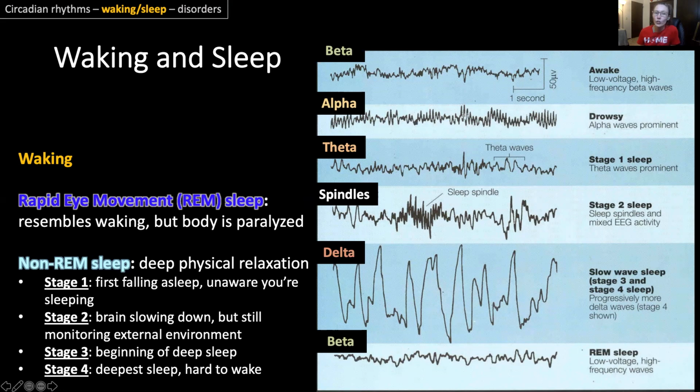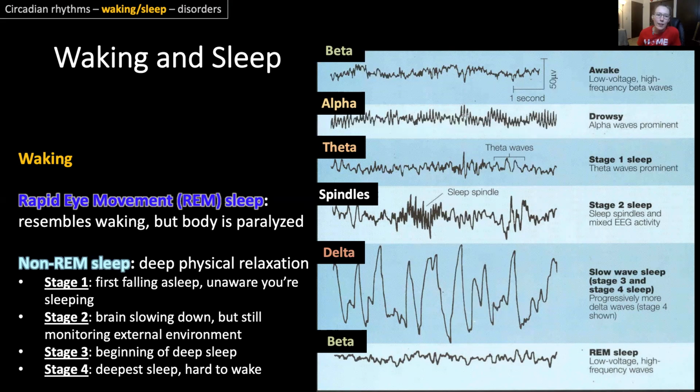Stage 2 is a little unfair because we didn't actually talk about sleep spindles, and we don't really care. You don't need to know the details of sleep spindles or K complexes or other kind of brain waves associated with sleep in this class, but just know that stage 2 involves a lot of these quick what they call spindles, and that's typically associated with stage 2 of sleep.